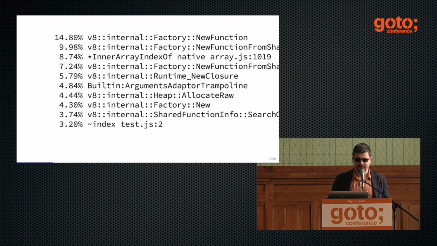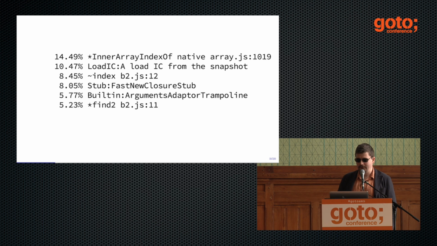And what does performance counters show here? The names of functions in C++ are very long, right? They don't fit on the slide. But you can see that there is a lot of stuff related to creating new functions here. It's a lot of C++ code responsible for that, because it says new function, new function, new function, new closure, and so on and so forth. And if you profile the version where the array is allocated in this small helper function, you discover that there is no such thing happening there. But there is instead a thing called fast new closure stub.